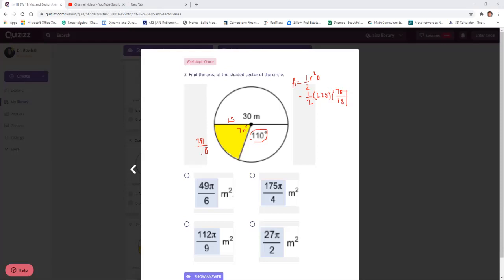All right, so what do we have here? Well, let's see. I'm going to multiply 225 times 7. And then I'm going to divide that by 2 times 18, which is 36. So it looks to me like the answer is 43.75 pi, but I'm going to have the calculator convert that to a fraction, and that ends up being 175 pi over 4.